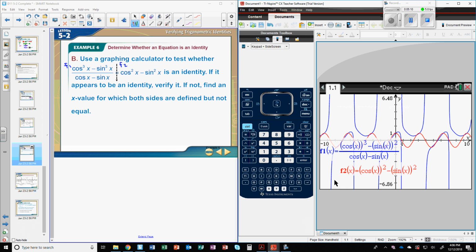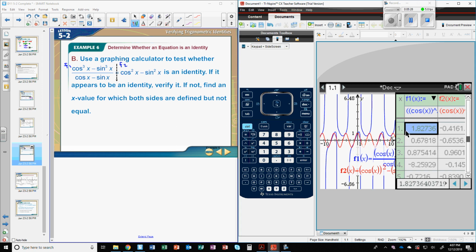Are those two the same graphs? No, they aren't. So this is not equal to one another, and so I just have to pick an x value where they are different. So it says find an x value for which both sides are defined but not equal. So I would just say, what about when x equals 1? They are not the same. So if I hit Control T, I get a table, and you see the x values at x equals 1. The sides are defined but not the same. Both sides are defined. That means they have real number values, are defined but not equal. And that would be my answer, and I should probably put a comma there. So that would be what the graphs look like.